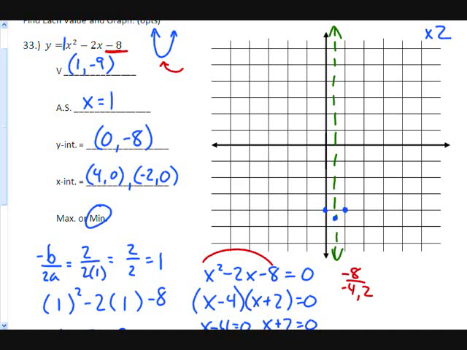And then the x-intercept is a 4, 0, which is right here, and a negative 2, 0, which is right here. And those are reflections of one another. And that gives me plenty of information to graph this parabola. So it looks like that.